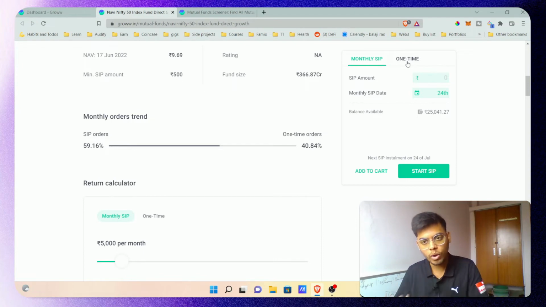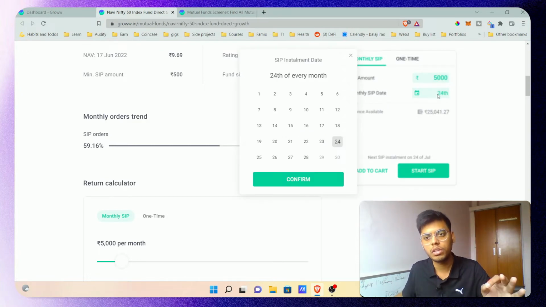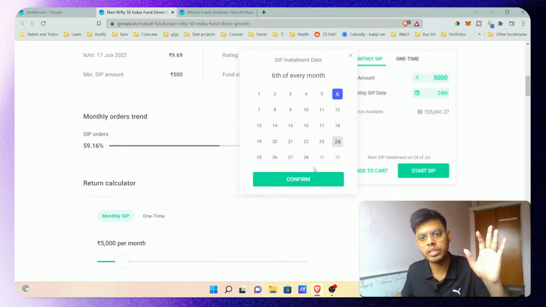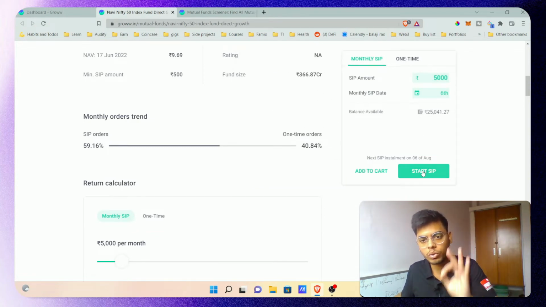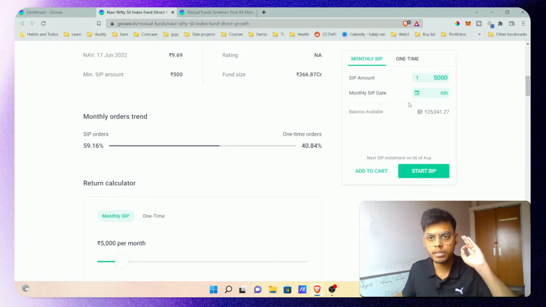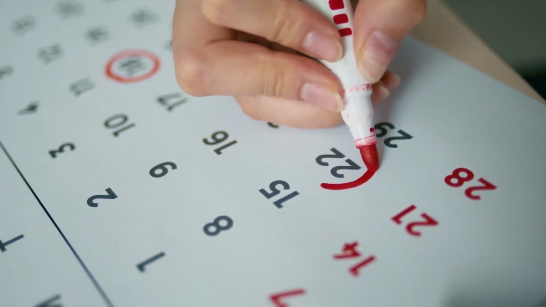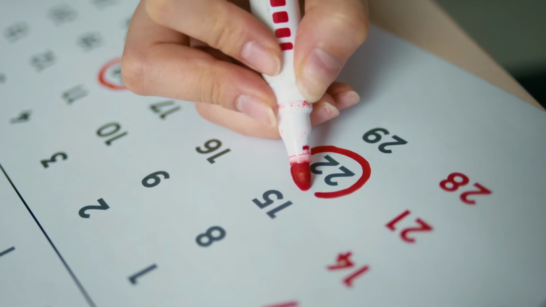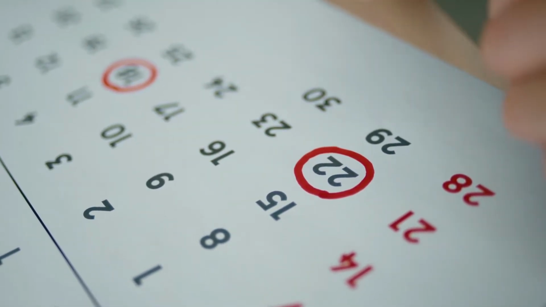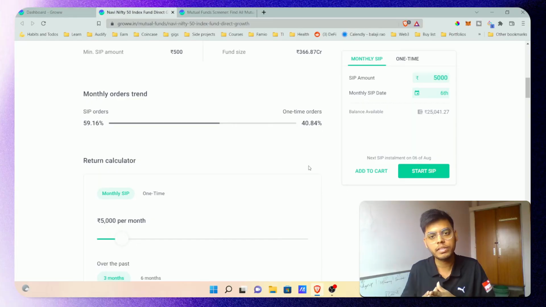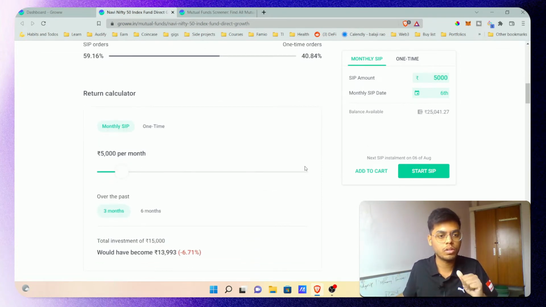Instead of manually going and placing one-time orders, you can go to the monthly SIP and say I want to invest 5,000 every single month on say the 6th of every month. If you start this, the SIP will get triggered, and on the 6th of every month the amount gets invested in the specific mutual fund. So this is how SIP works. A lot of people use SIP because it's systematic. At the same time, you have consistency in the market, which increases the chances of growing your money in the long term. So that's how this is seen.